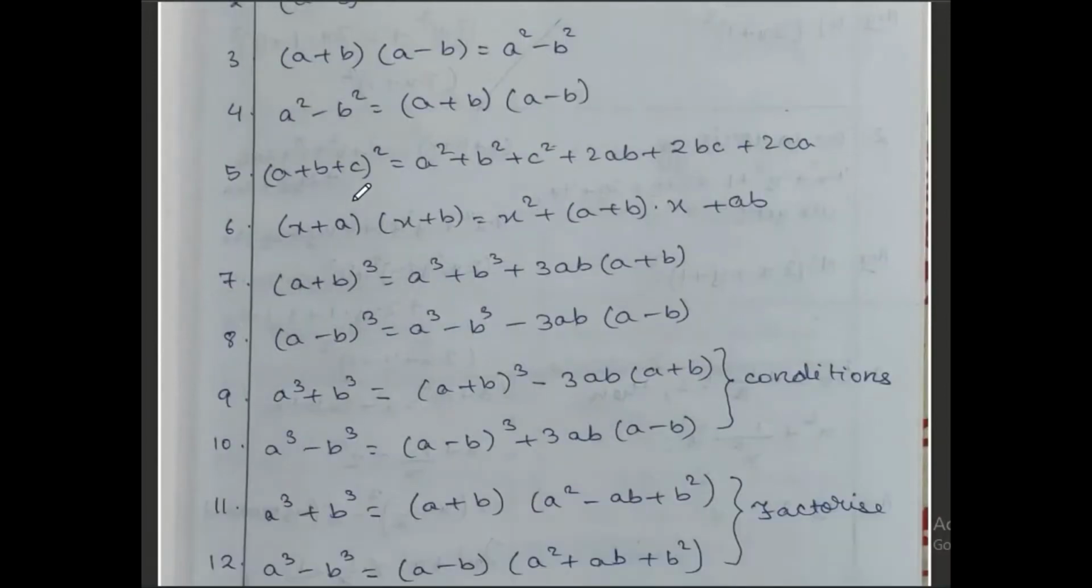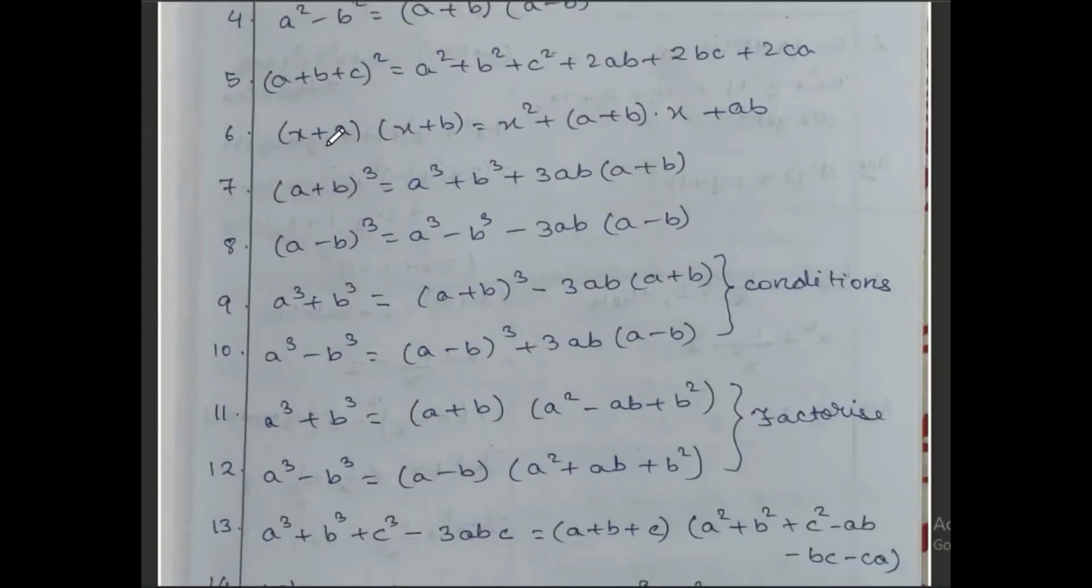Number 5, a plus b plus c whole square. If inside the bracket you are getting 3 terms by addition, then a plus b plus c whole square equals a square plus b square plus c square plus 2ab plus 2bc plus 2ca. So if you are getting a form like this, a plus b plus c whole square, then you can write a square plus b square plus c square plus 2ab plus 2bc plus 2ca.